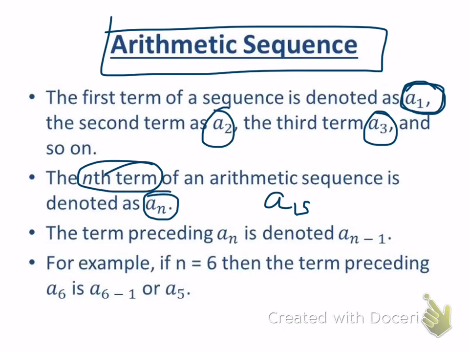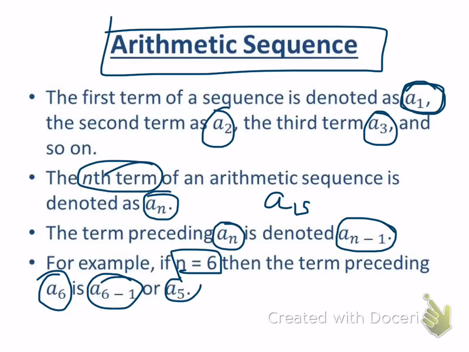Okay? Now, the term preceding A sub n would be denoted as A sub n minus 1. Right? So, for example, if n is 6, the term preceding A sub 6 is A sub 6 minus 1, which is A sub 5. Okay, and that's going to be important as we build what is called the recursive formula. And we're not going to use the recursive formula a lot. All right? I just don't love the recursive formula. It's not as useful for finding the nth term as the other rule that we'll write here in just a little bit.